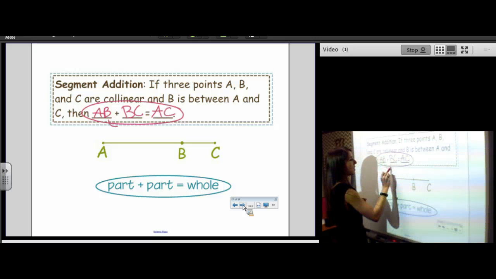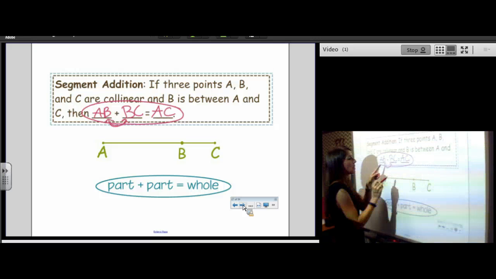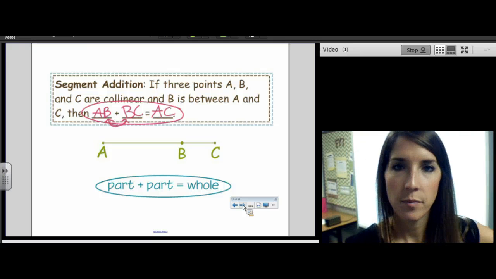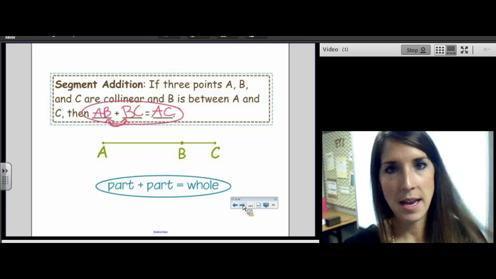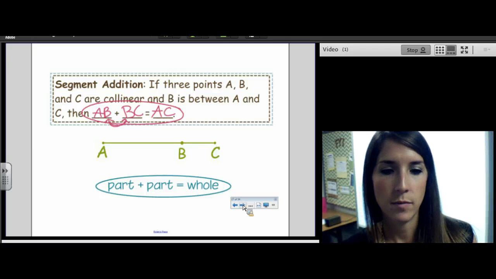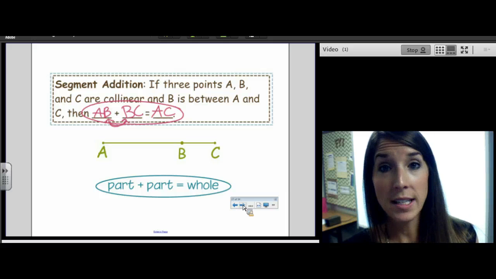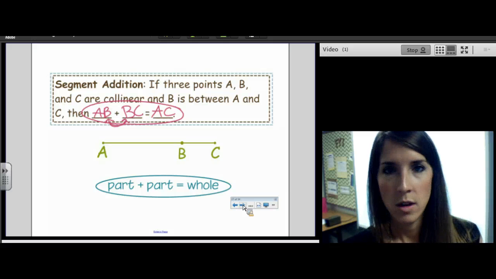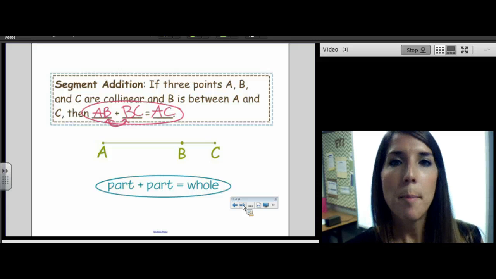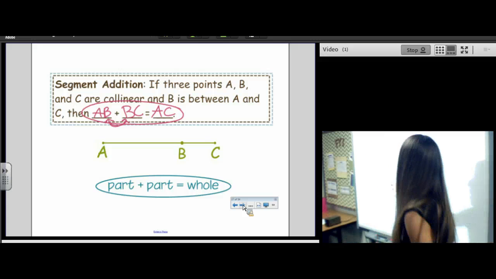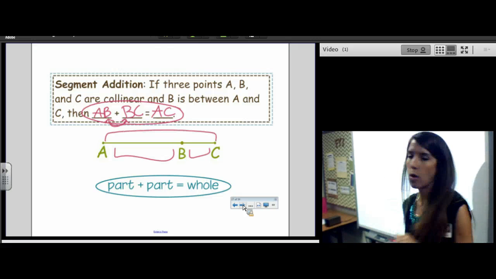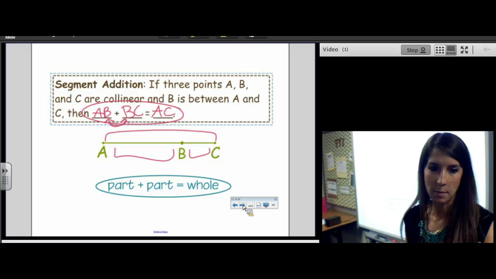You need to make sure that you start where you left off. Do you see how I ended with B and then I started with B? Segment addition means I am putting these two segments together to make a whole segment. Now, is B the midpoint? No. Is AB congruent to BC? No. But if I add this part plus this part, I'm going to get the whole thing. And that's what segment addition says.